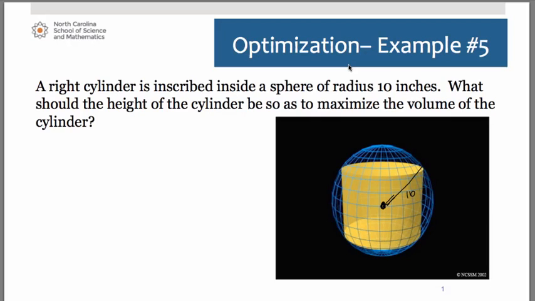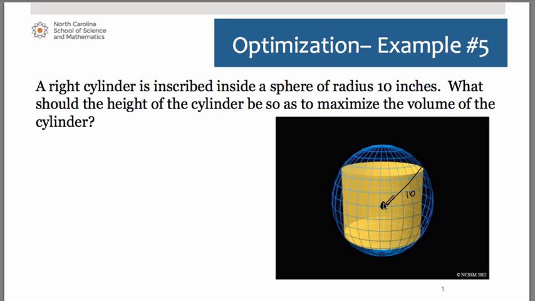Hello everyone, let's take a look at another optimization modeling problem, again one that is geometry based. Here we have a right cylinder inscribed inside of a sphere of radius 10 inches, and make sure you're reading this correctly. It's the sphere that has the radius of 10 inches. You can see how I've drawn it here on the diagram.